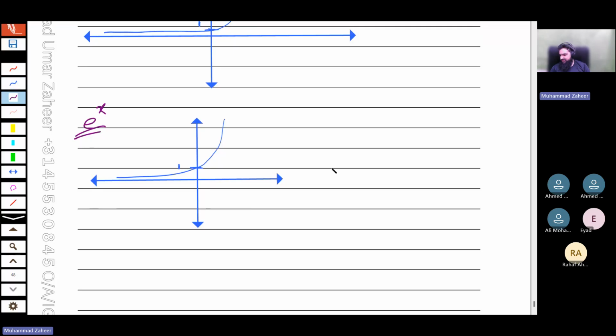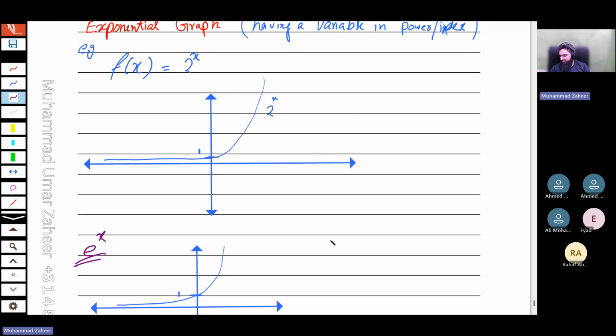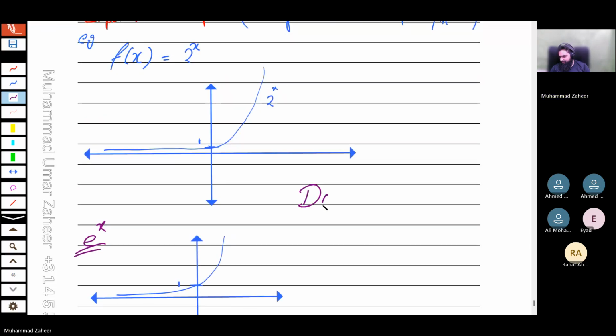Yes, everyone. Can you please tell me about the domain and the range of this function? Which values can you substitute in this function? We can substitute any real values, all positive values, all negative values, so all real numbers.